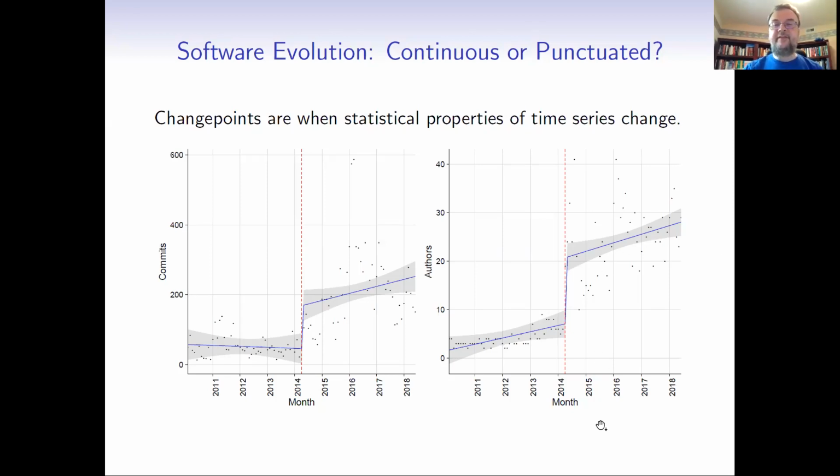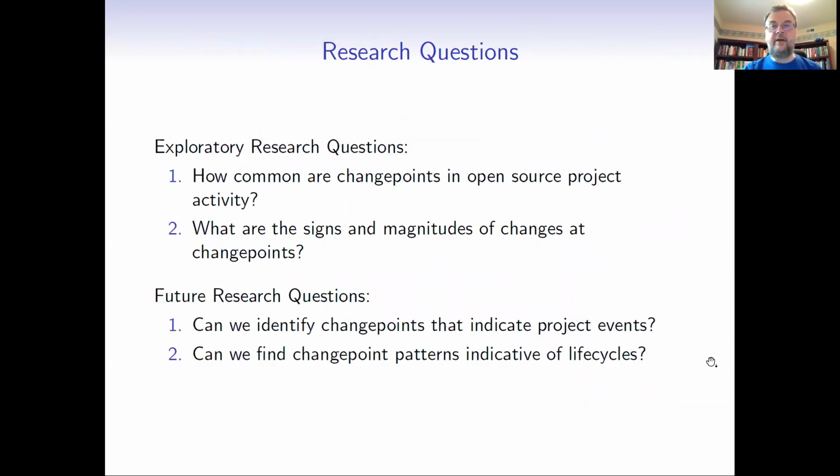So once we saw this change, we wanted to see how common changes were in open source software evolution. And in fact, that was our first research question. We also wanted to look at the signs and magnitudes of those changes. And we didn't have time to investigate our other research questions, where we wanted to see if change points indicated project events frequently, like the Heartbleed vulnerability, and whether we could find patterns of change points that indicated the life cycle of open source development.